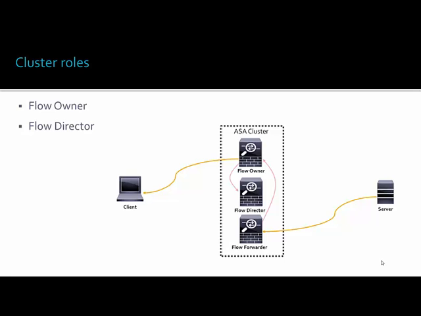Now, suppose the packet arrives to particular unit. The unit must determine whether this is a packet of the new connection or of the already existing one. In order to discover it, firewall unit will ask flow director what is the status of this connection. If flow director will respond, it's a new connection, then the unit will become the flow owner. However, otherwise, if connection already exists, unit will become the flow forwarder and will forward the packet to the flow owner.